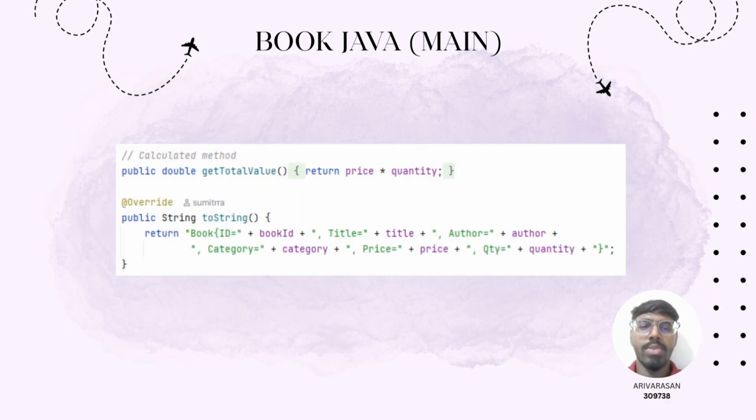Finally, we have two methods here. One is get total value, which is used to calculate the total value of the books by multiplying price and quantity. And we also have toString method, which is used to display the book information in a readable format.